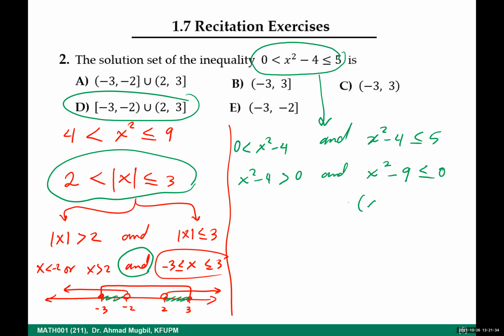Now we will factor. You remember the ideas of this section. Then here also x minus 2 times x plus 2 greater than 0. Then what?